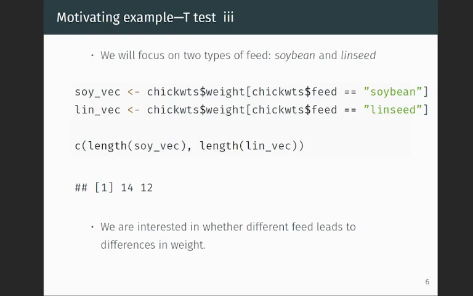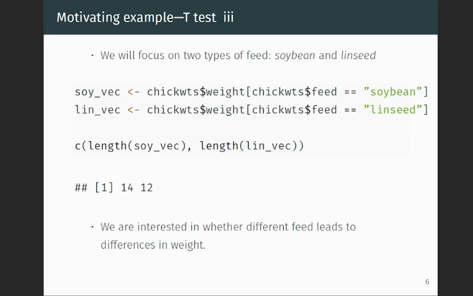And so let's do this. So first I'm going to extract the weight observations for the chicks who were fed with soybean. So that's the first line here on the slide. And then similarly I can extract the weight observations for the chicks who were fed linseed. Okay, and then just to check the number of observations in each vector, we have 14 observations for soybean feed and 12 observations for linseed feed.